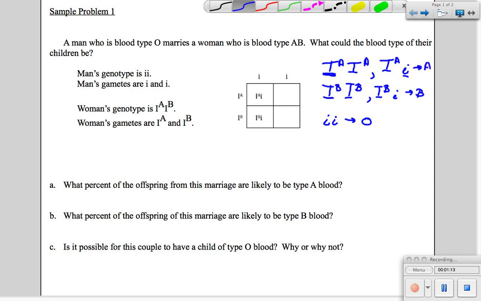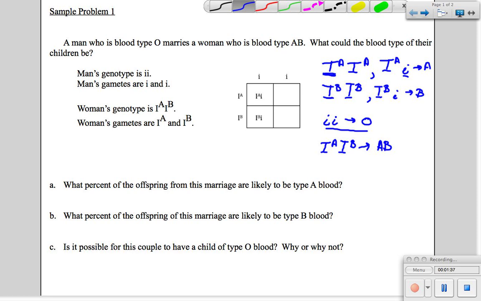Now there's a fourth blood type because neither A nor B alleles are dominant over one another. So if both alleles are present, if I have one copy of the A allele and one copy of the B allele, I end up with my fourth blood type, which is type AB. The rarest blood type is type O because it's that double recessive allele.